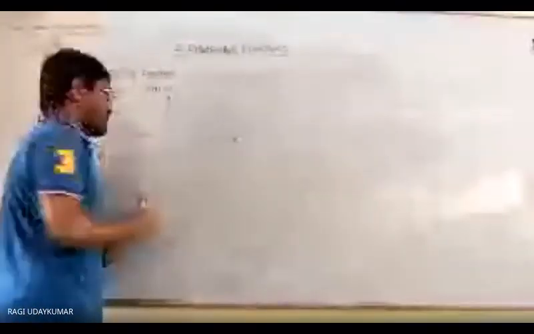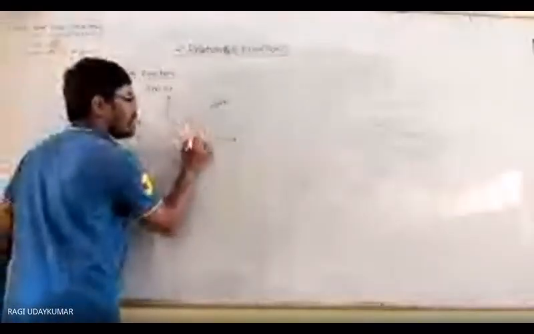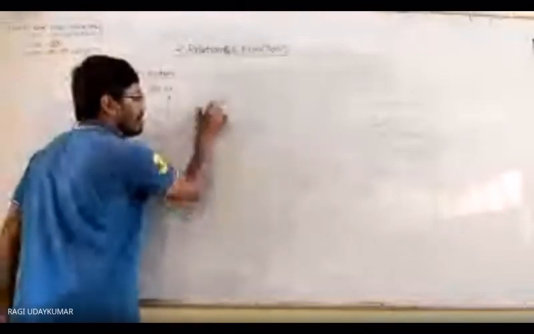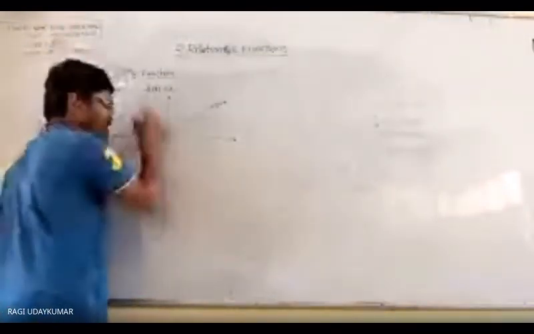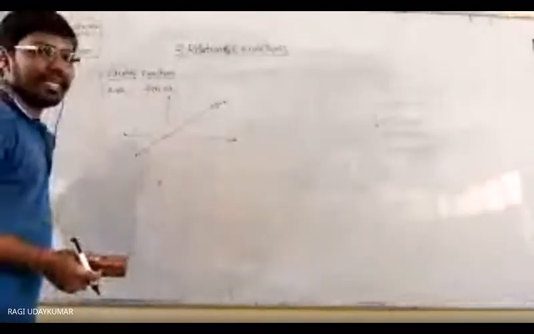The graph of the identity function, whenever you observe it, looks like this. The line y equals x. If you take 1, 1, 2, 2, 3, 3, 4, 4, 5, 5, minus 1, minus 1, minus 2, minus 2, it is like this. This is the graph of the identity function. And the next one, the second one, is constant.